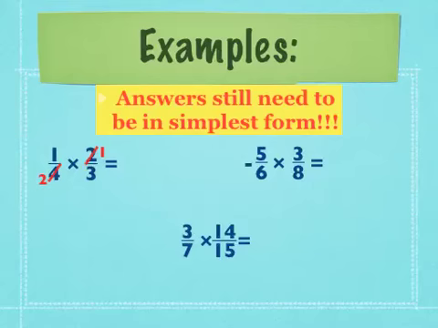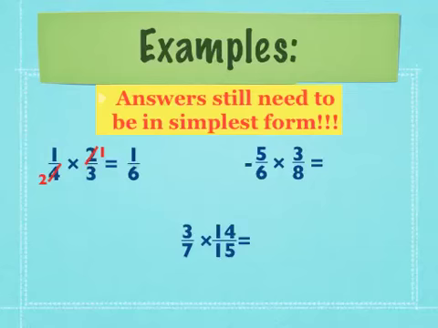Now I can multiply straight across on top, and I get 1 times 1 is 1, and straight across on the bottom, which is 2 times 3, which is 6. If you look at the next example, we have -5 over 6 times 3 over 8. We have a negative times a positive, so we should be able to remember our integer rules and say that our answer is going to be a negative.